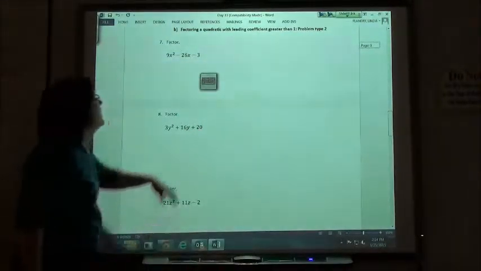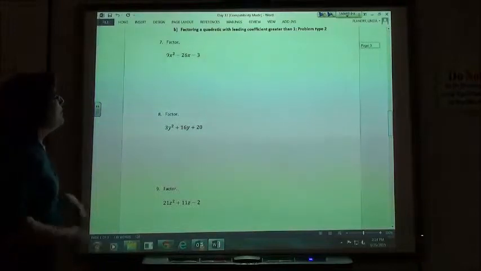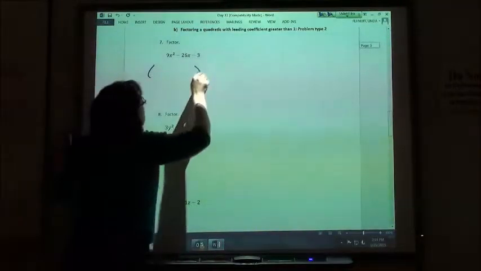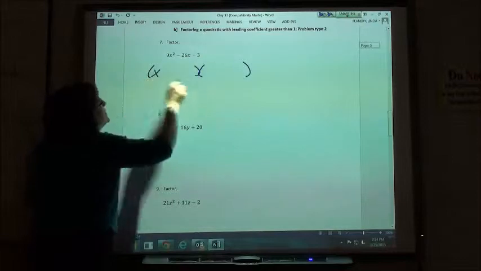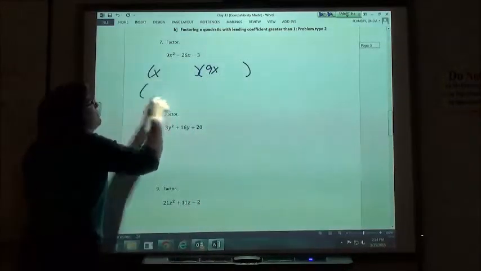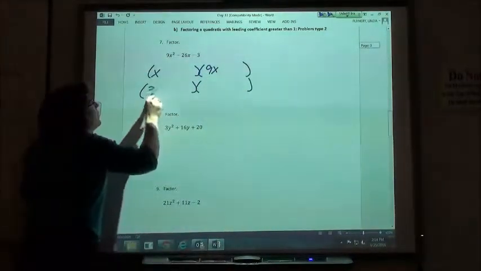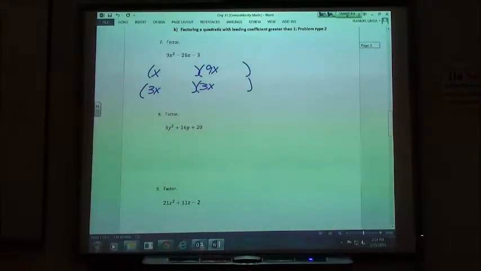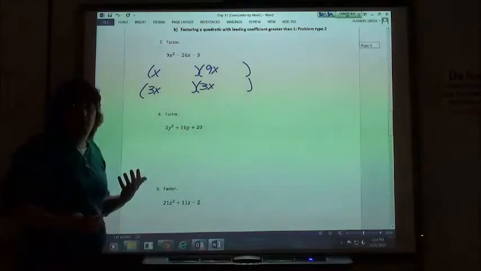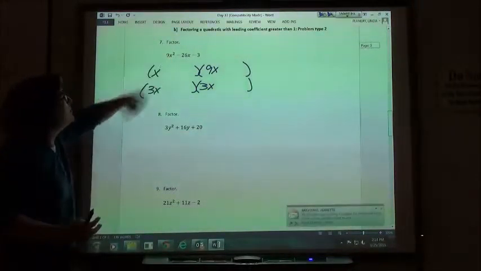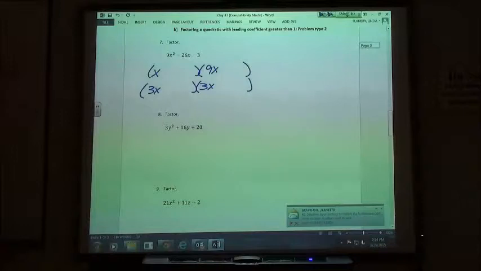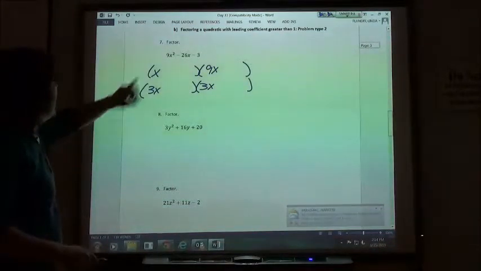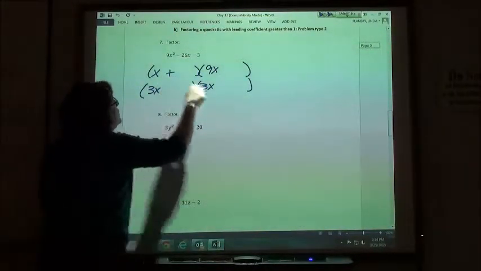So, I've got 9x squared. If I want to factor 9x squared, it might be x and 9x, but it might also be 3x times 3x. Again, I really don't know which one the answer is until I start guessing and checking, knowing about FOILing to figure out which one is the right way. So I have to be aware that there's more than one choice. My signs. Since the end is negative, I know one's a plus and one's a minus.